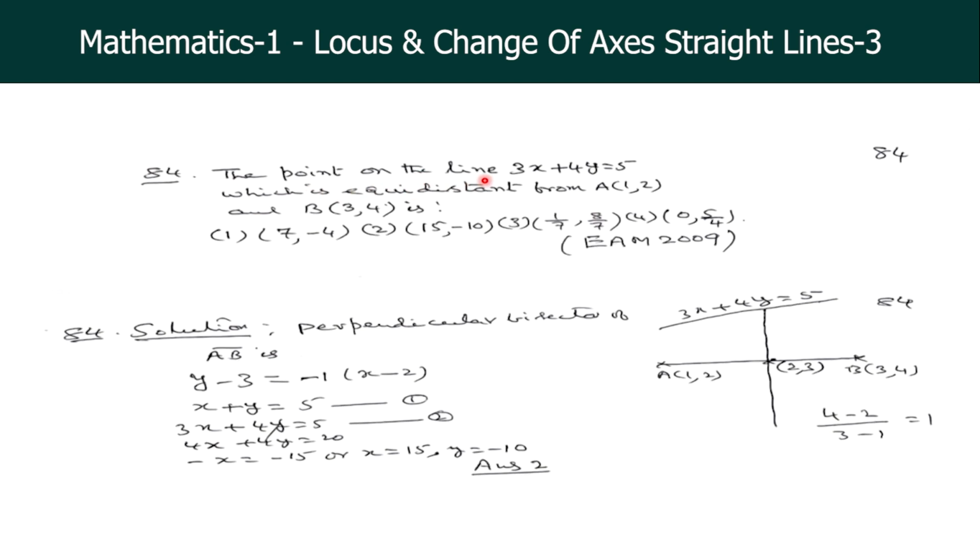84. The point on the line 3x + 4y = 5, which is equidistant from A(1, 2) and B(3, 4), is: 1, (7, -4); 2, (15, -10); 3, (1/7, 8/7); 4, (0, 5/4). EAPCET 2009. The perpendicular bisector of AB is y - 3 = -1(x - 2). That is x + y = 5. Therefore x is equal to 15, y is equal to -10. So by solving those two equations, you will get the correct option is option number 2.